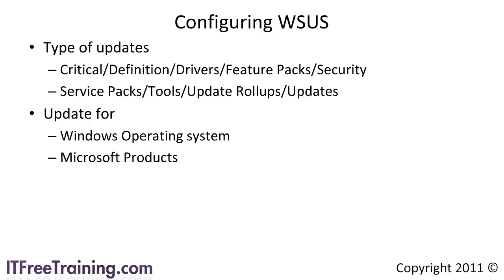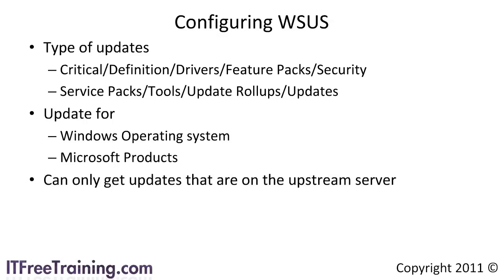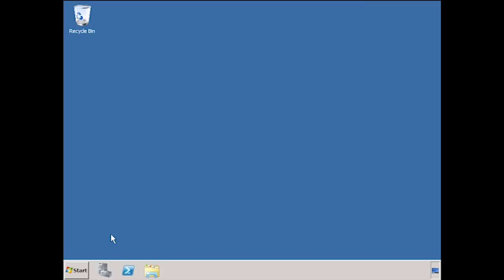Remember though, if you are retrieving updates from another WSUS server, you can only retrieve the updates the other WSUS server has. If the upstream server, for example, decided not to download Microsoft Office updates, you will not be able to download any Microsoft Office updates to the downstream server. Let's have a look at how to install WSUS.